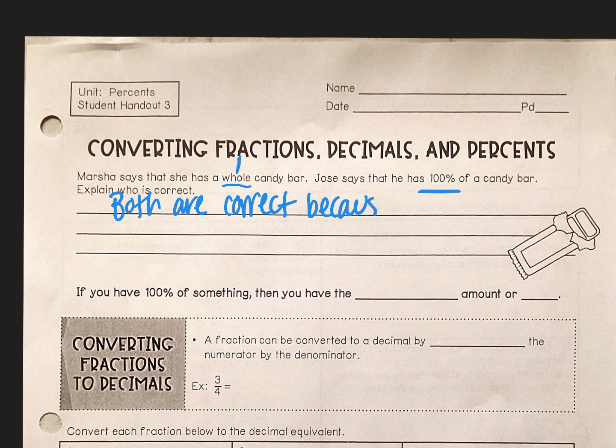Because one whole is 100%. They are the same thing. Okay, so if you have 100% of something, then you have the whole amount or one. You have one. So all the same value.